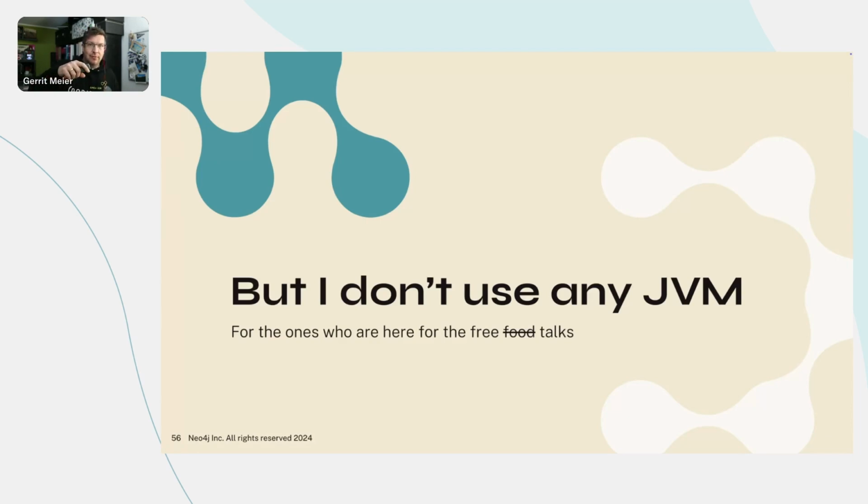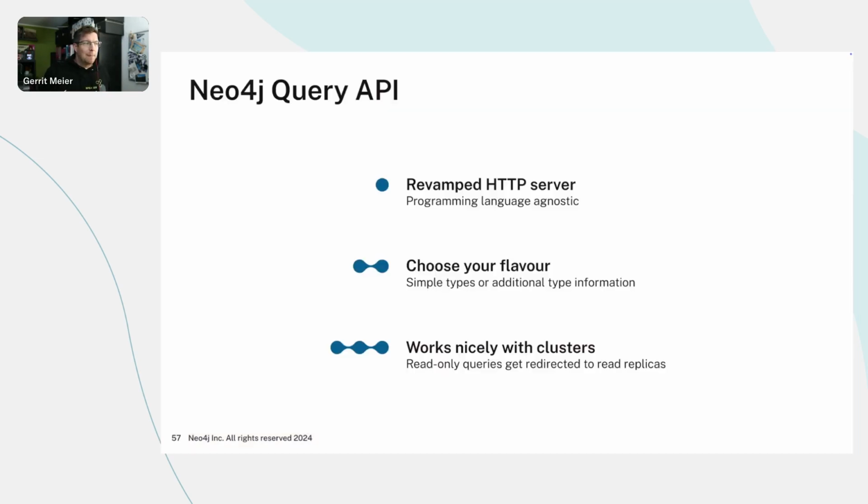But if you were just bored and clicked on the link for my talk, but you're not using the JVM, there's something more. We have this new Query API. It's an HTTP server in Neo4j. It will be available also in Aura, or is already. The good thing about this is that it's human readable and machine readable. Of course, every human readable piece would also be machine readable, but in this case, you get something more exclusive for machines, where you get all the type information, etc.